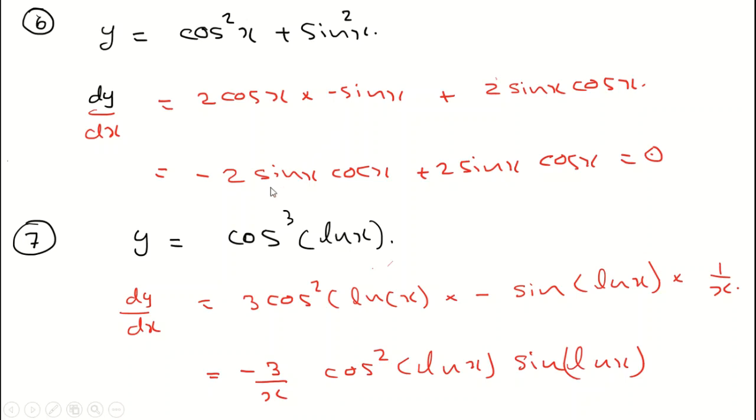y equals cos to the power 3 of ln x. So 3 cos squared ln x into, when you differentiate cos, it is minus sin ln x. When you differentiate ln x, it is 1 over x. So minus 3 over x cos squared ln x sin ln x.